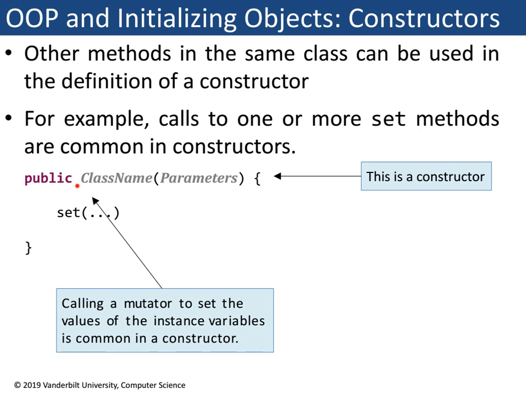Notice there's no return type. So it's not public void and then class name. It's public and then the name of the method is the class name. Also notice it's not public static class name. This method is not static, it is an instance method. It's just a very special instance method that is a constructor, so we don't have a return type.